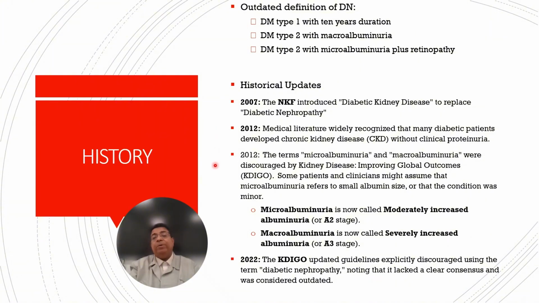The terms microalbuminuria and macroalbuminuria were discouraged in 2012 by KDIGO because the terms are misleading. So now microalbuminuria is called moderately increased albuminuria, or stage A2. Macroalbuminuria is now called severely increased albuminuria, or stage A3. And then in 2022, the KDIGO updated guidelines explicitly discouraged using the term diabetic nephropathy, noting that it lacked a clear consensus and was considered outdated.